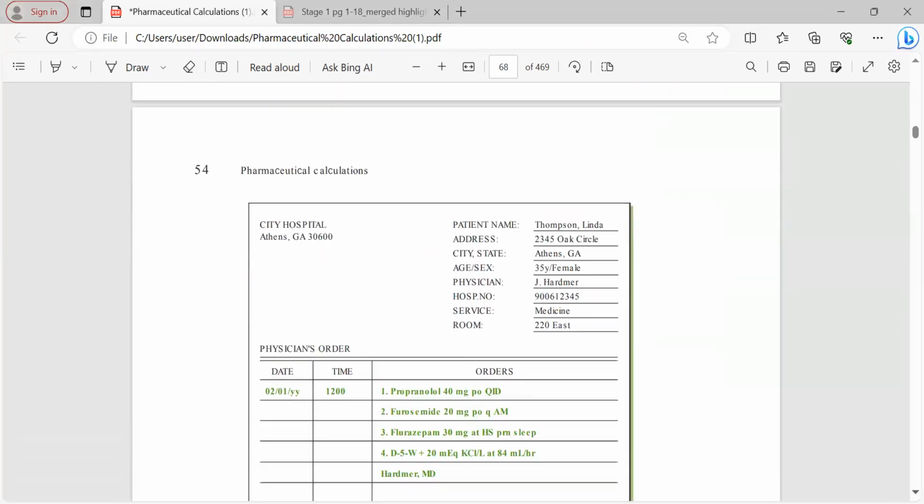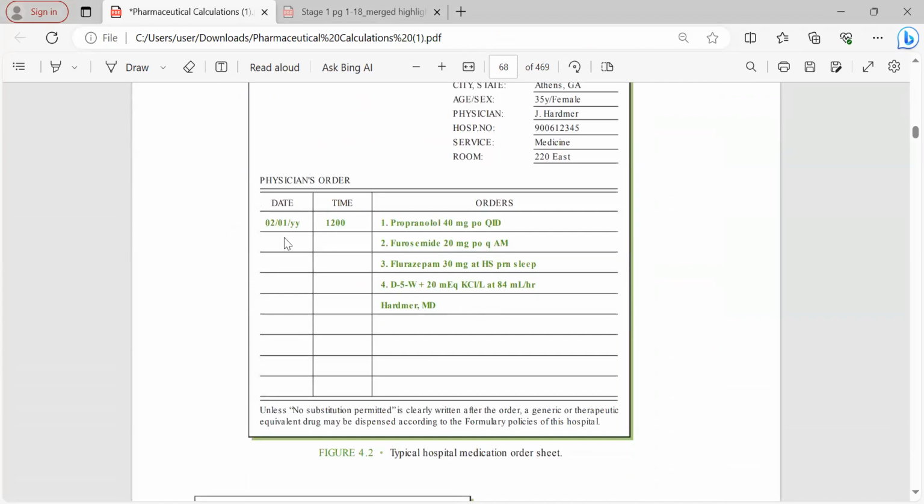Yeah, so there are just many more examples of those calculations. For example, in this prescription, you're supposed to give propranolol 40 milligrams PO QID. If you don't know those abbreviations, it becomes hard. So PO is oral, QID is 4 times a day. Q alone means every, maybe every 4 hours, every day. In this case, it's every morning, AM.